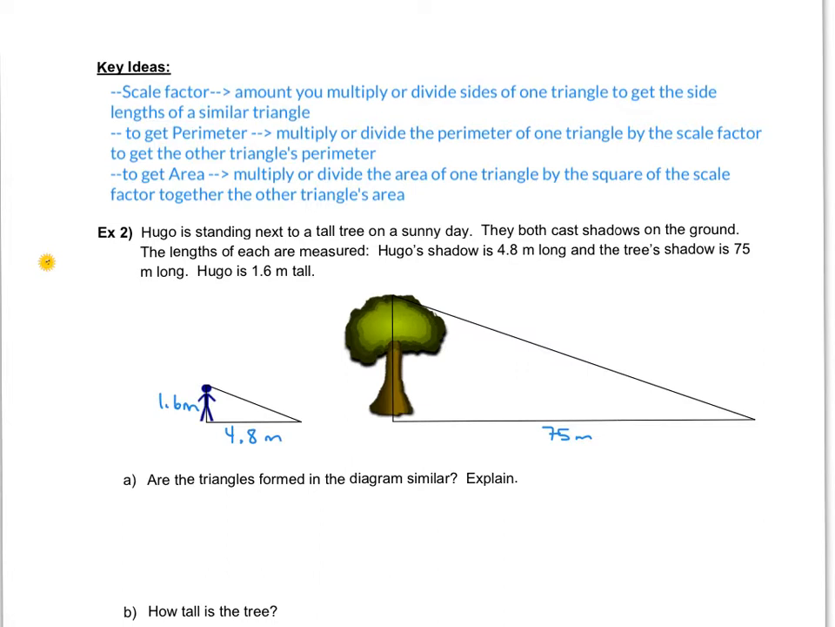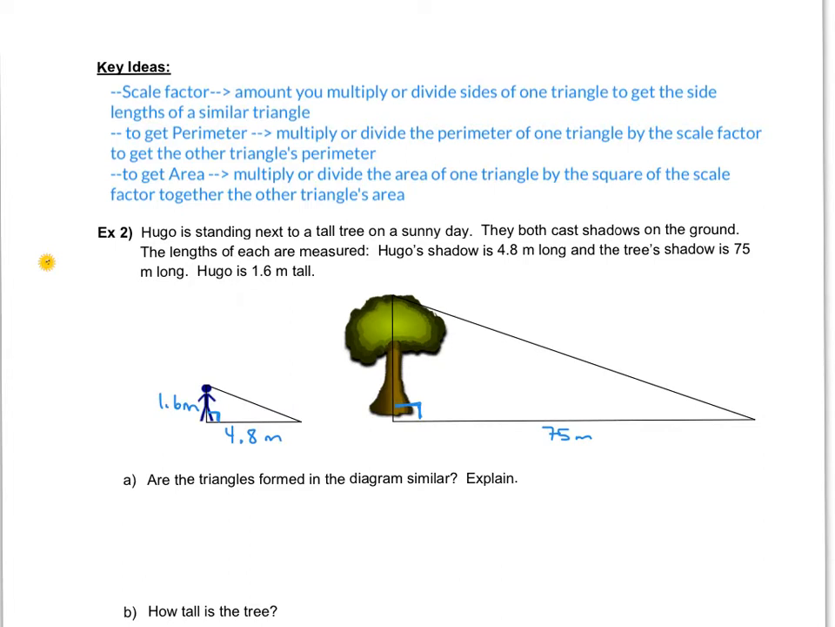And here's the why behind why they're similar. Both, ideally, are making a 90-degree angle with the ground. So Hugo makes a 90-degree angle with the ground, and the tree makes a 90-degree angle with the ground, assuming the ground is level and flat.